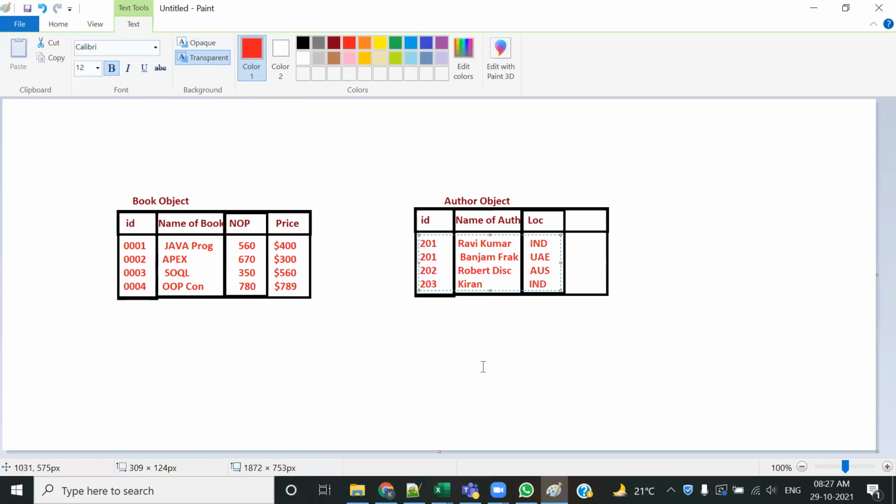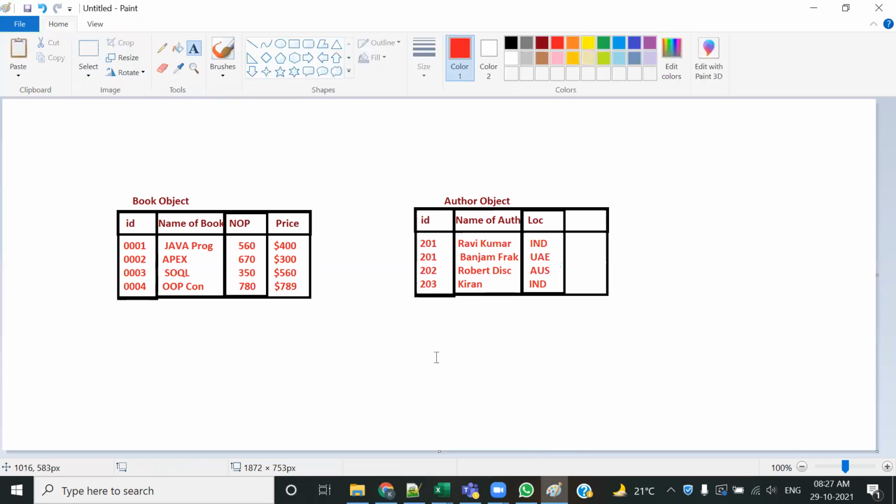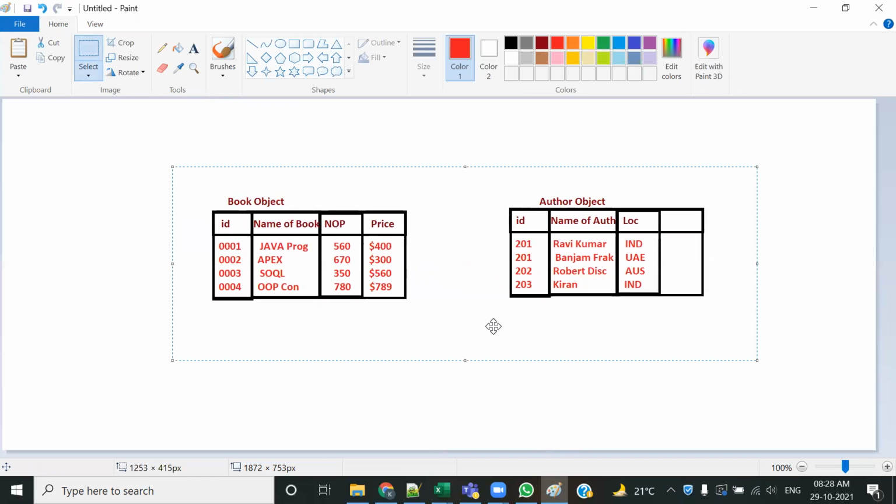Okay. Now see, we have two objects with us. One of them is book, the second one is author. These are the two objects. Now I wanted to create a relationship between these two objects. Now, how to create a relationship?